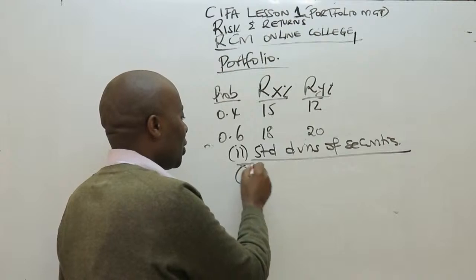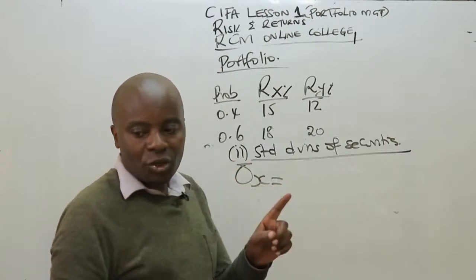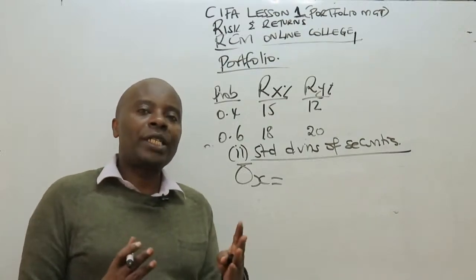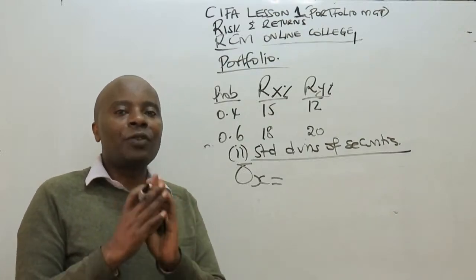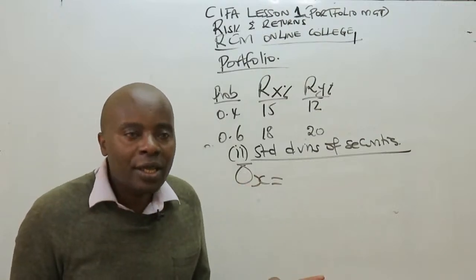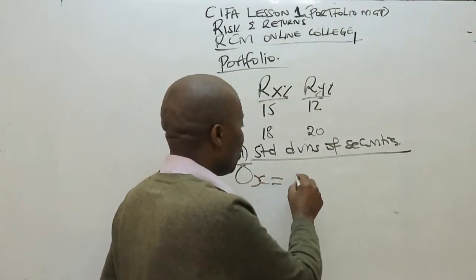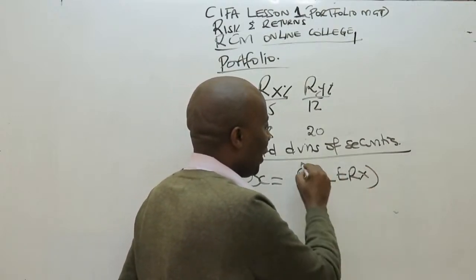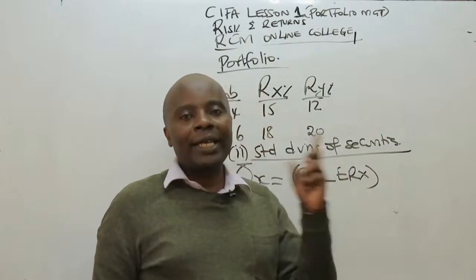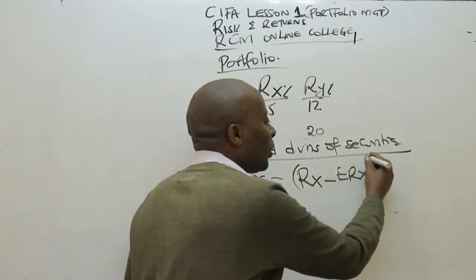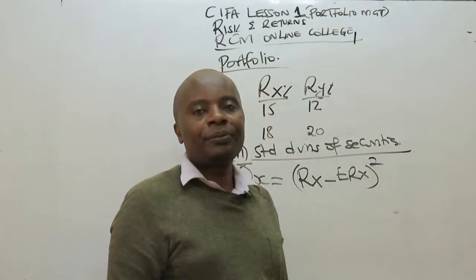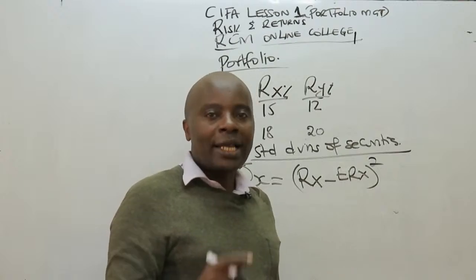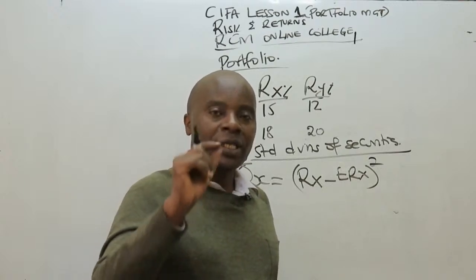So standard deviation of X. Standard deviation of X, ladies and gentlemen, is quite an easy thing. Deviation means subtraction. We are subtracting actual returns vis-a-vis our average returns. So our standard deviation of X will be equal to actual returns of X minus expected returns of X, like that. So Rx minus ERX. Now what I need to do is to come and square them, because by definition, standard deviation has a square in it, since its root means square.